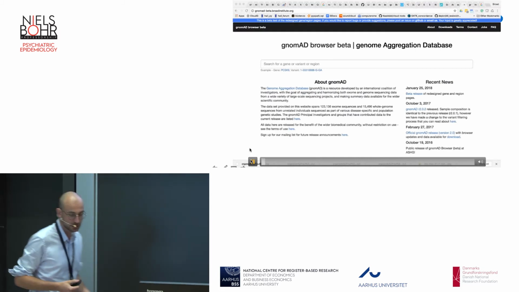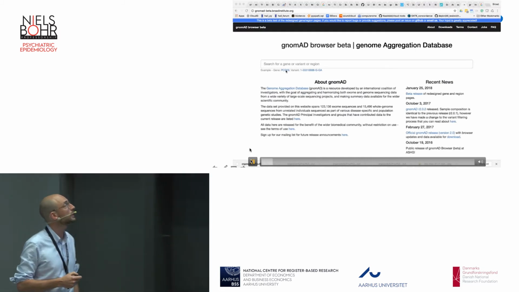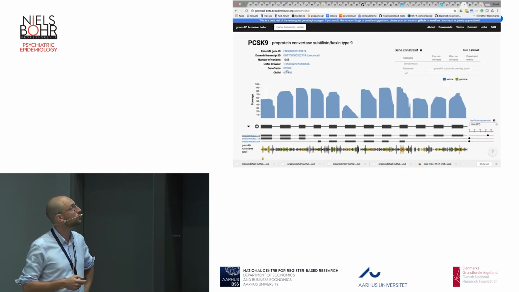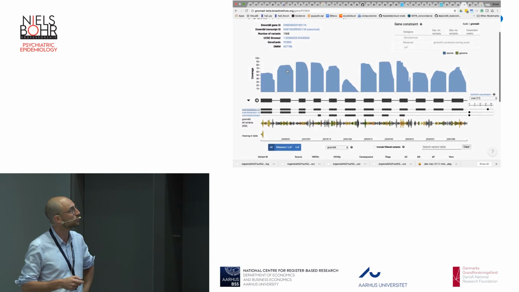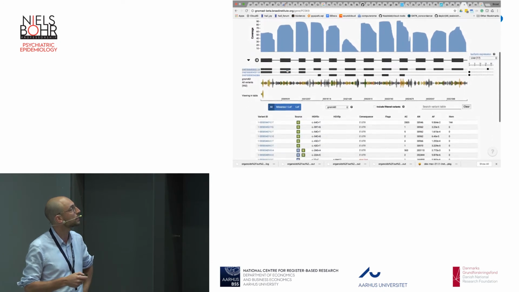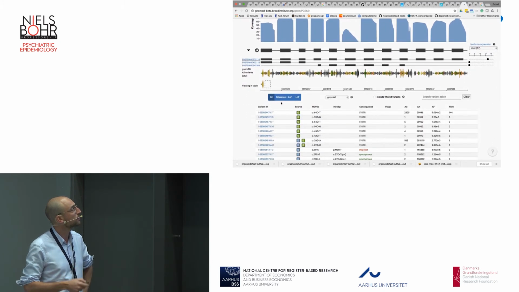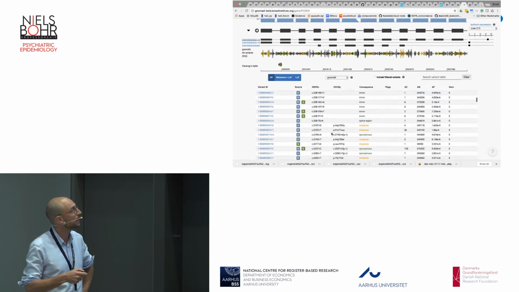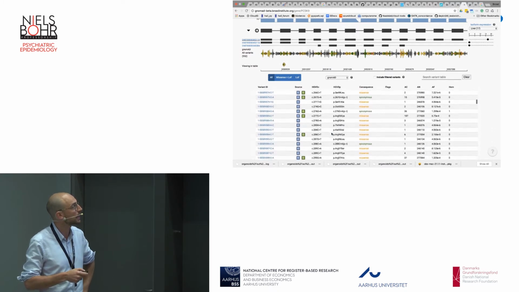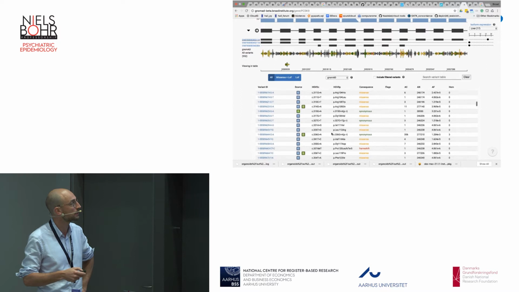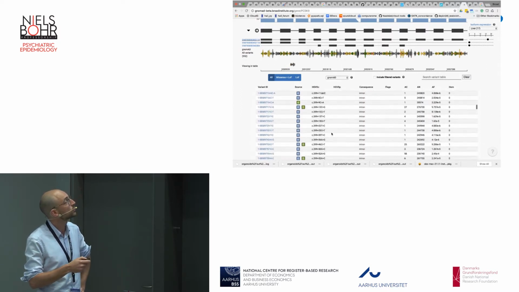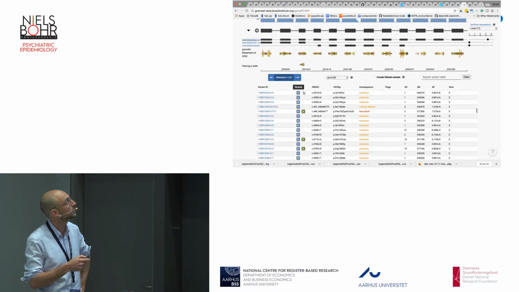So here you have the Nomad browser that's also live. You can go and click on it. This is the beta version. You can click on a gene, you get this representation. Again, here you have all the variants in this specific gene, with the corresponding allele frequency, and the different mutations and which kind of impact they have, if they are missense, loss of function, or synonymous variants. So you see this nice visualization that's happening here when you move.